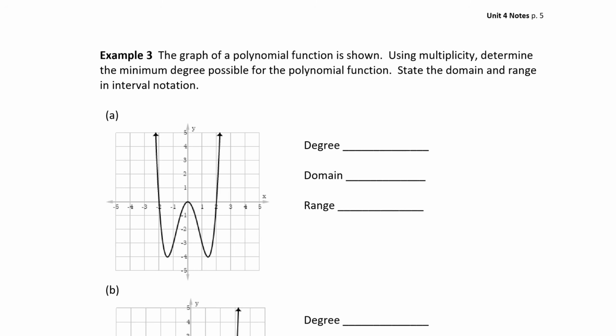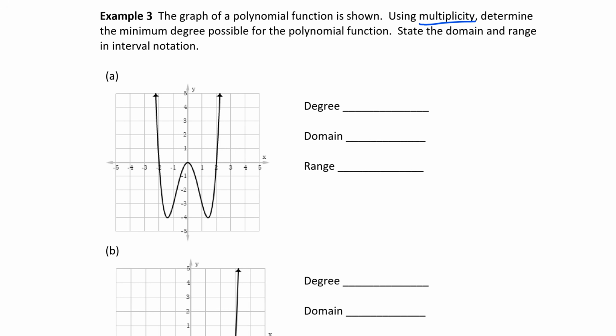Now, using that concept, we can also determine the minimum degree of a polynomial just by looking at the graph. In example 3, it says, the graph of a polynomial function is shown. Using multiplicity, determine the minimum degree possible for the polynomial function and state the domain and range in interval notation. So to determine the degree of the polynomial, first we need to find the x-intercepts. This particular polynomial has 3 x-intercepts, so we know it is at least degree 3.